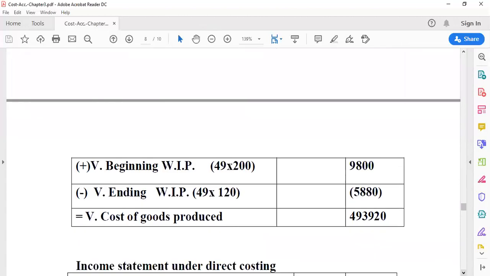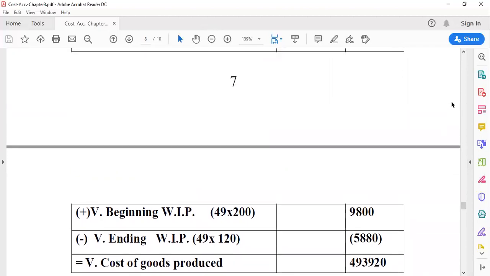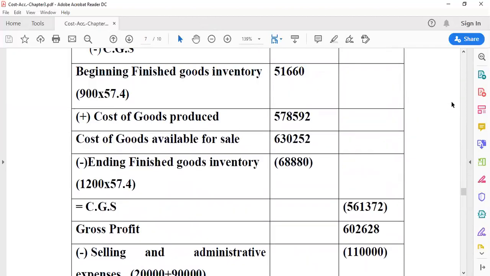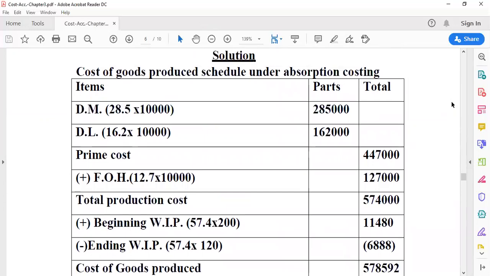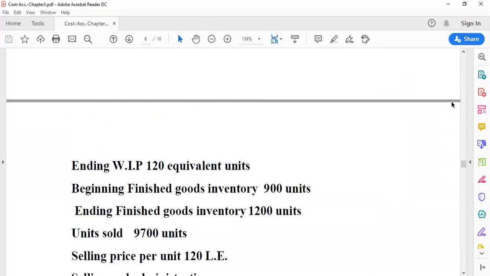Then we have to add the beginning work in process and deduct the ending work in process, as we had taken last lecture. But now we have to add the variable amount of each one, the variable beginning work in process and the variable ending work in process. How do we calculate the variable beginning and ending? I should add all costs except for the fixed one. I don't remember, so I will go back to our solved example to know what is the difference.